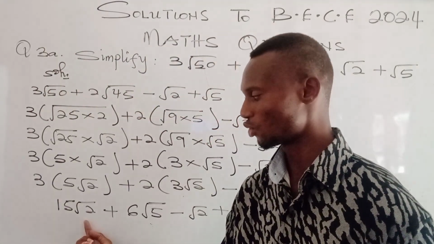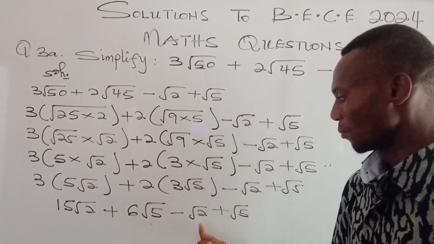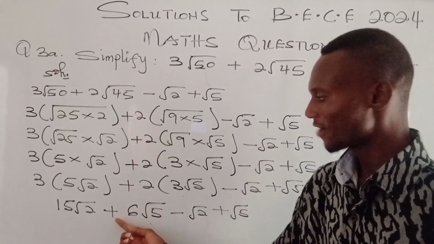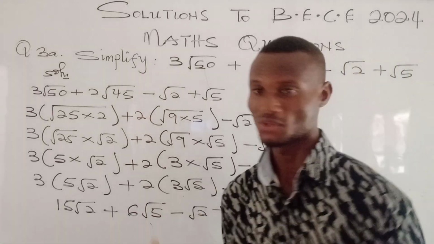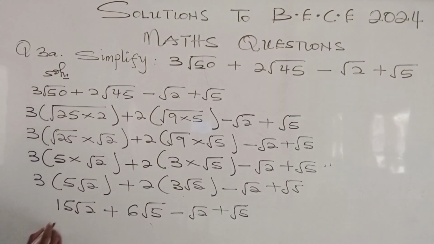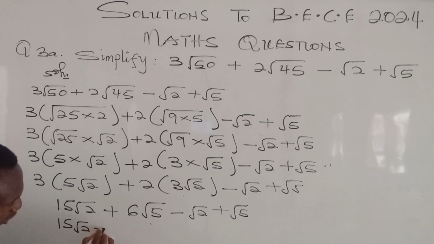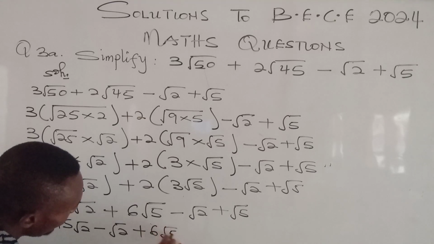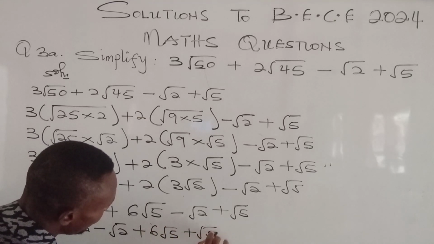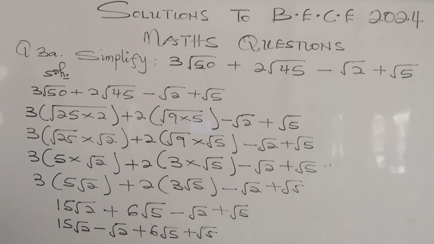So I have 15 root 2, so I'll join it with the minus root 2, which is here. Then here I have plus 6 root 5, I'll join it with the positive root 5, which is here. We are grouping like terms. So let's go ahead and group the like terms. When I take my 15 root 2, I will bring the minus root 2 to join it. Then I'll bring my plus 6 root 5. Then my positive root 5 will join it. I hope you understand up to this point. Now, let's go ahead and simplify further. 15 root 2 minus root 2 is going to give me 14 root 2.